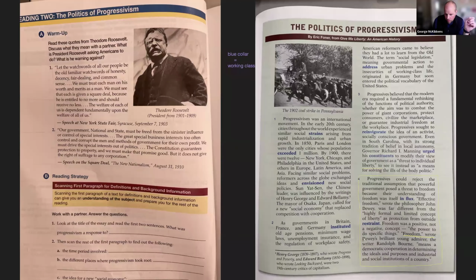Freedom, wrote Dewey's brilliant young admirer, the writer Randolph Bourne, means a democratic cooperation in determining ideals and purposes and industrial social institutions of a country. So that's the idea: Americans at this time were changing their interpretation of freedom.